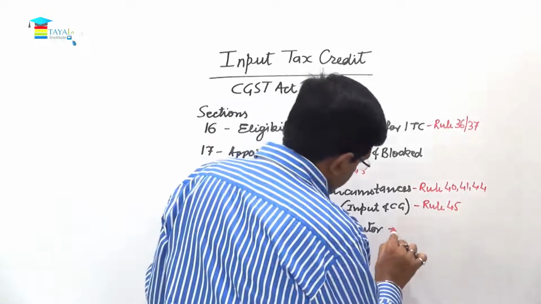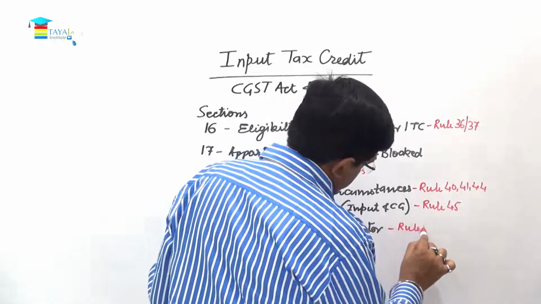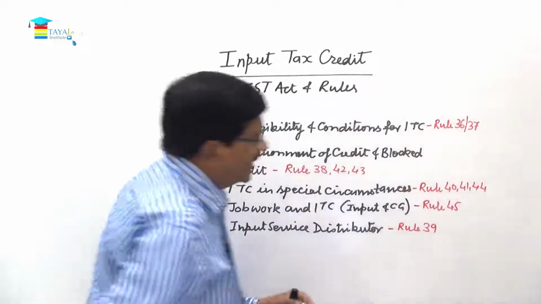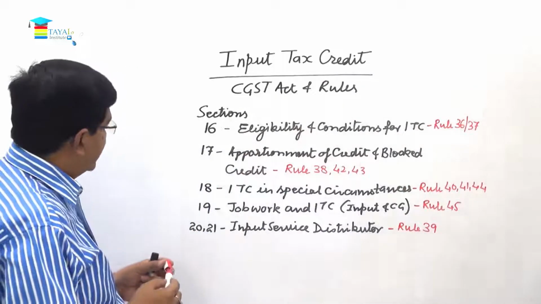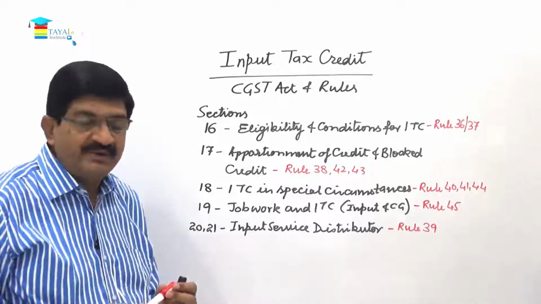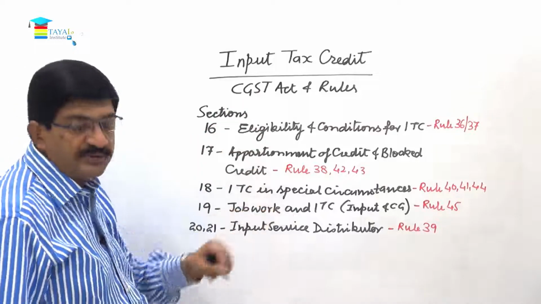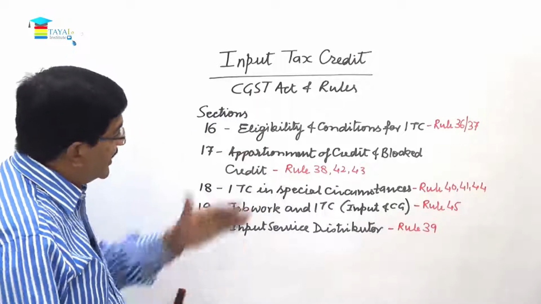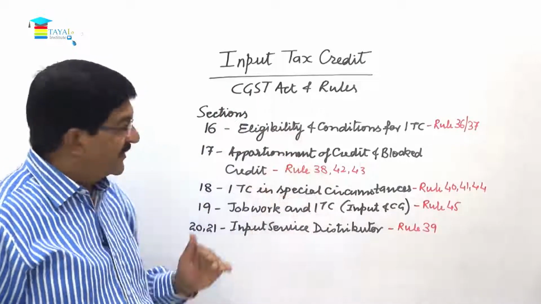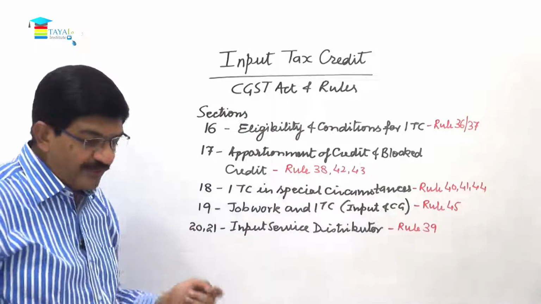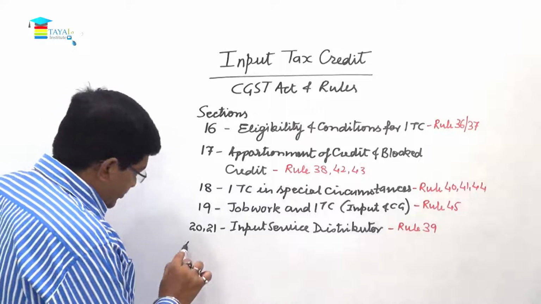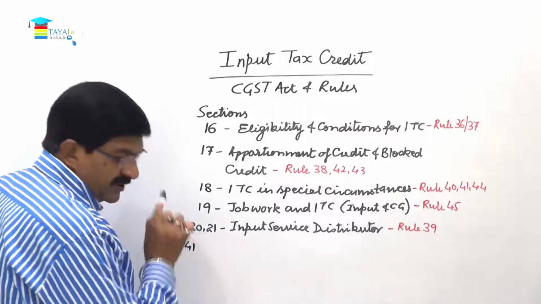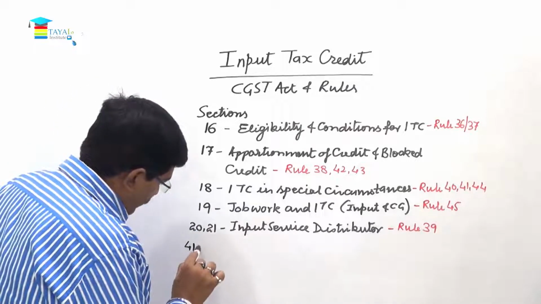This is rule number 39. So you can say that from section 16 to 21 in a sequence, and then rule number 36 to 45, these are also in sequence, but applicability is not in sequence. In addition to that, we will also have to refer section 41, then section 42 and 43.